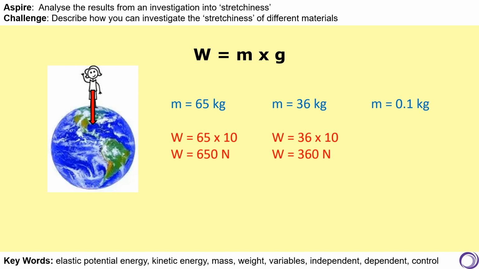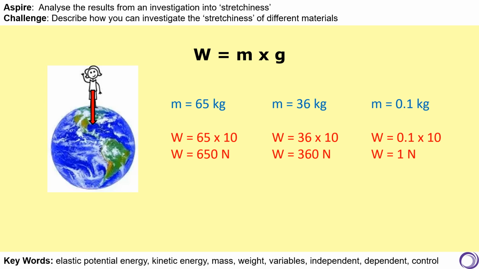Okay, let's see what you did. Hopefully you have laid out your working out as I have shown you already. So if mass is 0.1 kilograms, to find the weight, we do 0.1 times 10, because that's the mass times gravitational field strength, and you should have found that the weight was 1 newton.